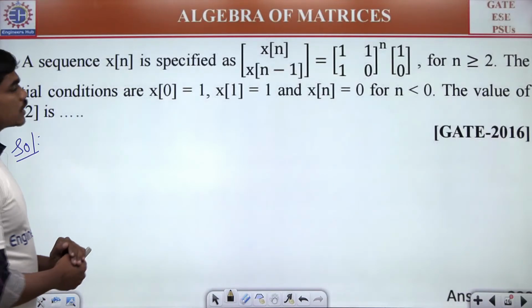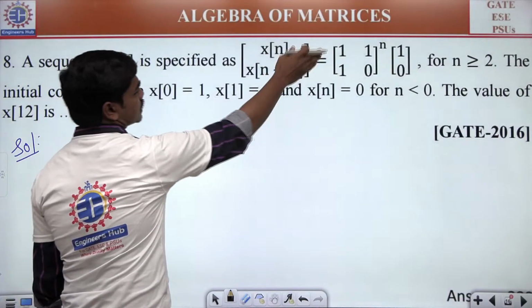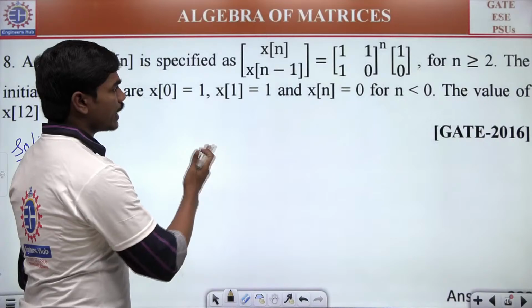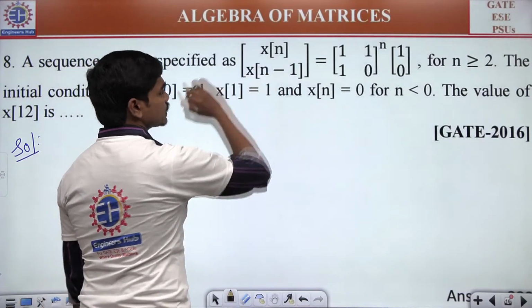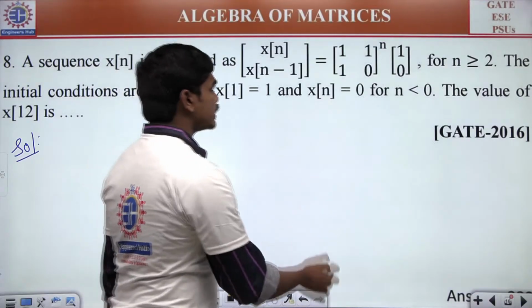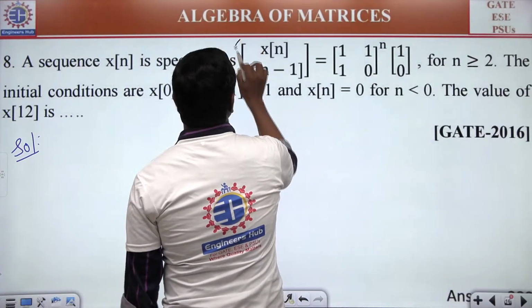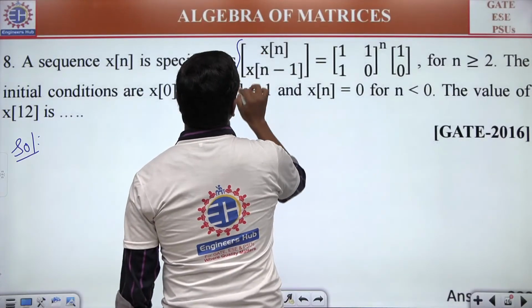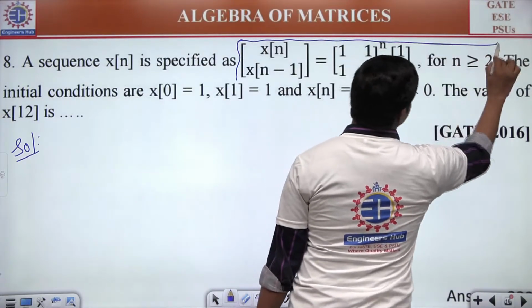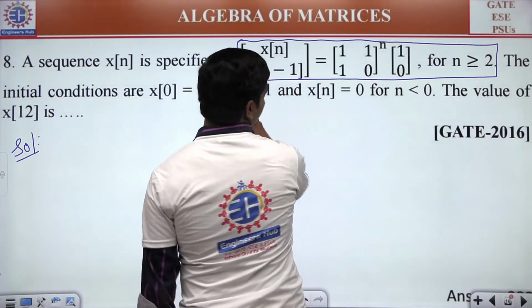A sequence x of n is specified by this matrix condition. So xn and xn minus 1 are given. Definitely when you know xn minus 1, you could get what is xn from these equations, for n greater than or equal to 2. So this is defined only when n is greater than or equal to 2, correct?